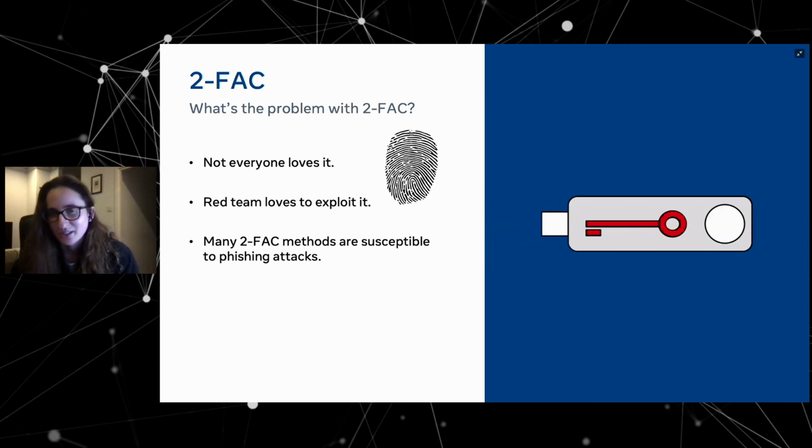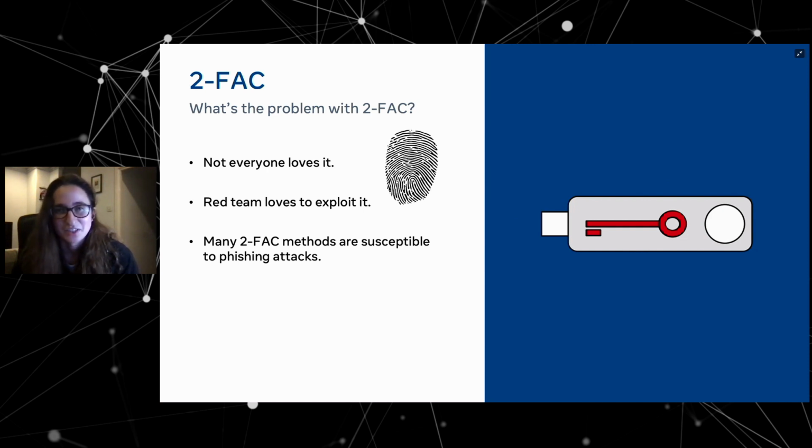What's the problem with two-FAC? Well, to start, not everyone loves it. And what do I mean by that? Well, on employee authentication, we sometimes see folks take, and I'm not sure what the best word here is, but hilarious actions to circumvent security measures in place. Not for any nefarious reasons, but generally because they are tired of decentralized two-FAC checks. And these can be silly things that look on the order of, say, automating the insertion of a password.